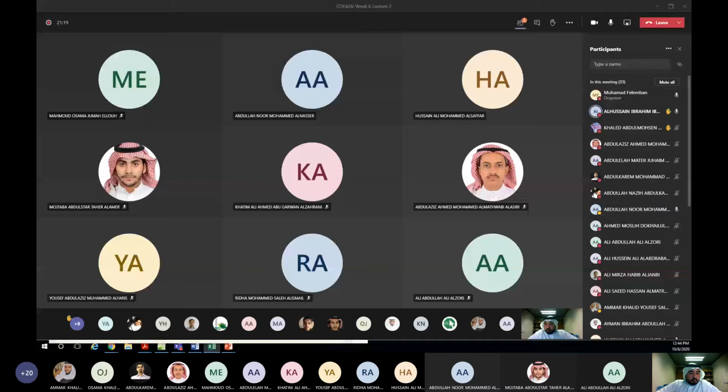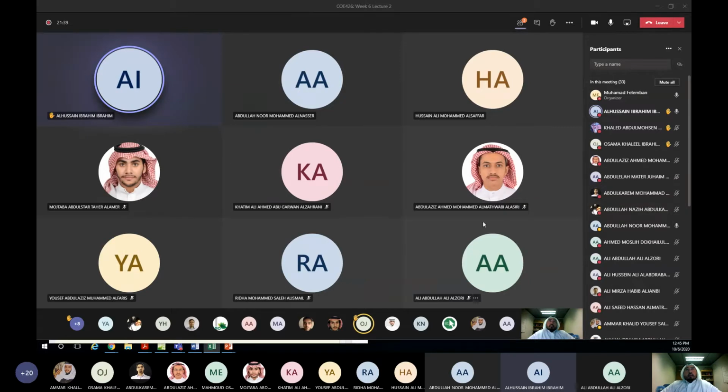L-diversity defines a number of different sensitive values in the same equivalence class. So we should have at least L different entries for the sensitive data to achieve L-diversity. Okay, great, perfect.